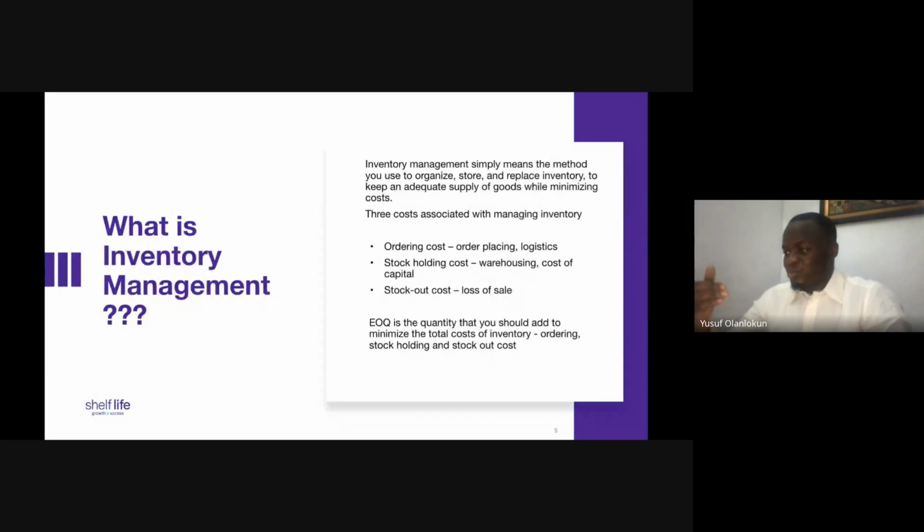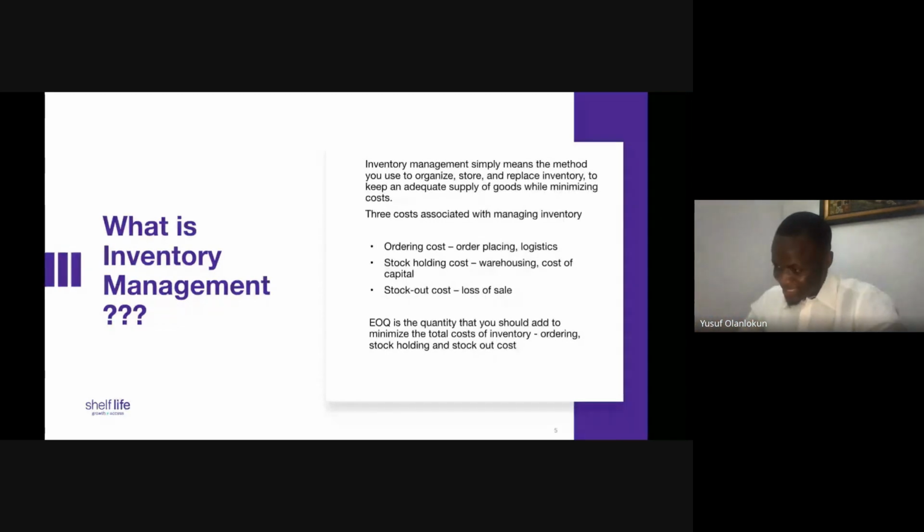So if you look at these three costs now, they are kind of conflicting, because you can reduce your stock out cost by stocking enough. And when you stock enough, like more than what you need, your stock holding cost will go up. So there's now possibility of losing what you want to save from stock out cost on the stock holding cost. So that's why we now call something EOQ, which is the focus of this conversation today.